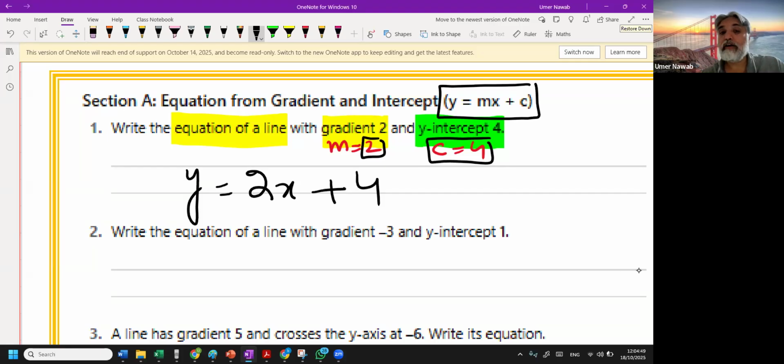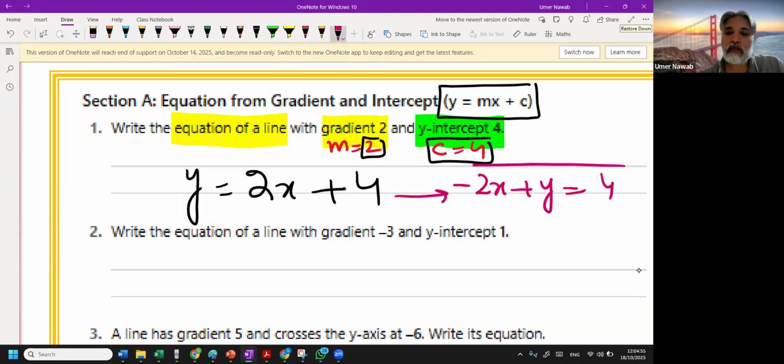But I can convert it into standard form. How? Send the 2x to the left. So minus 2x plus y is equal to 4. So guys, you can convert it into standard form, but it is not required over here.